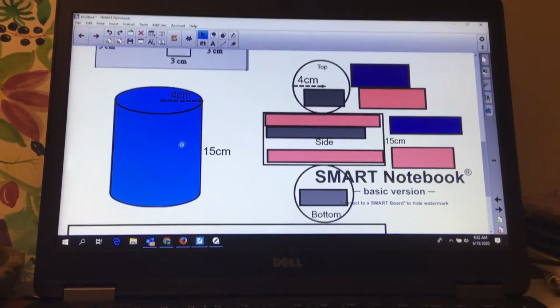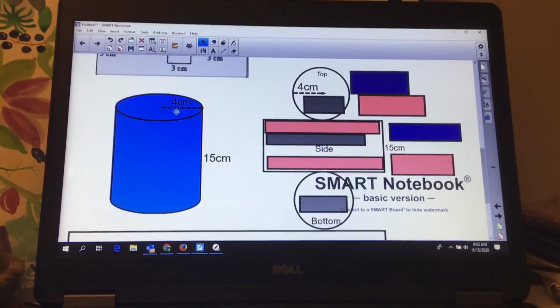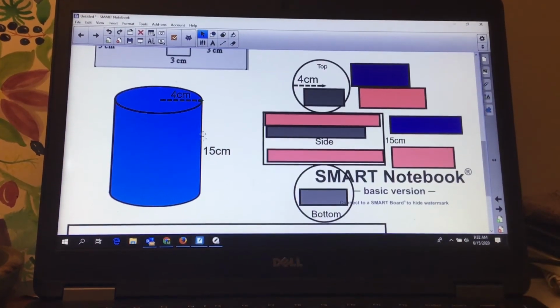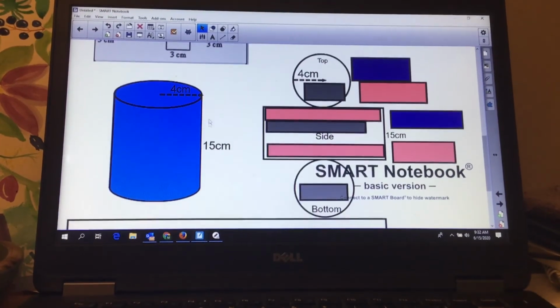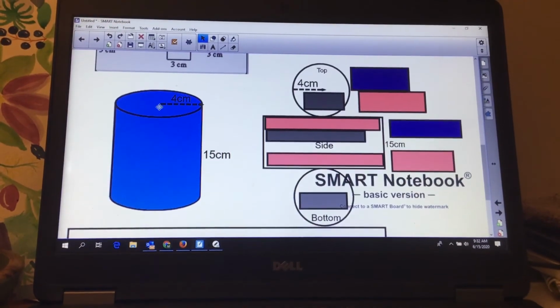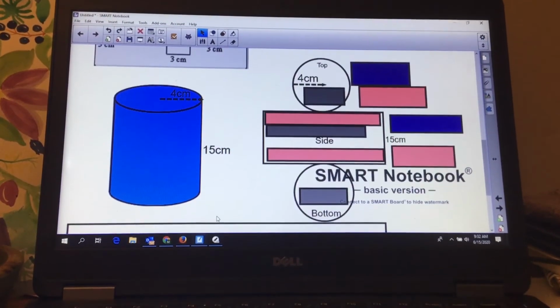So the first thing to understand is to calculate the surface area, I need 2 pieces of information. I need my radius and I need my height. We're not even going to talk about reverse calculation when we're given the surface area. Let's just start out simple. So I've got my radius, I've got my height. The first thing I will always do, I draw the net.